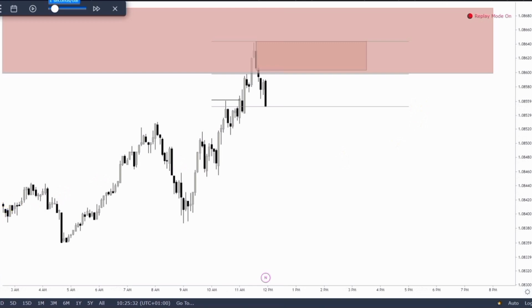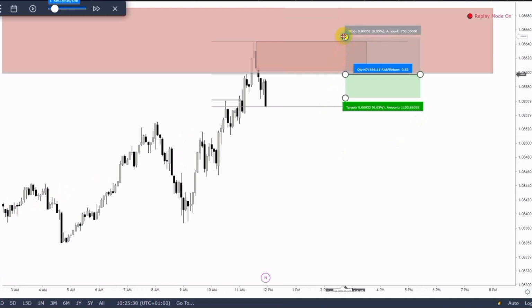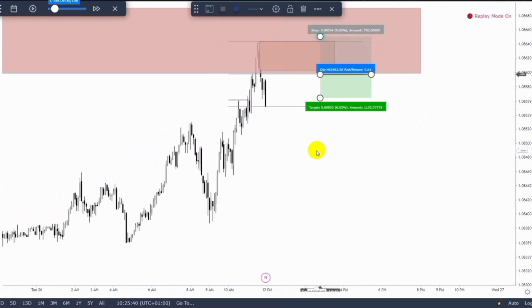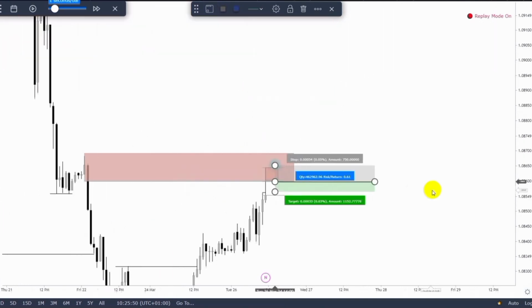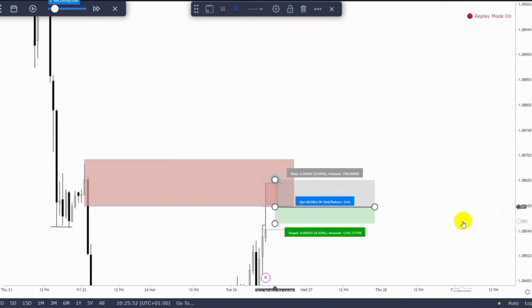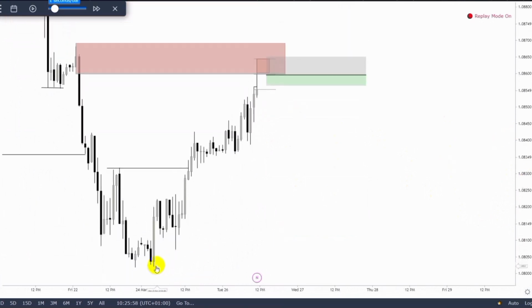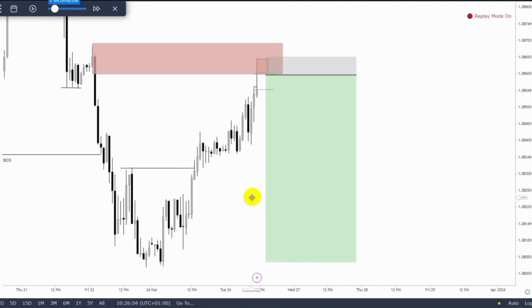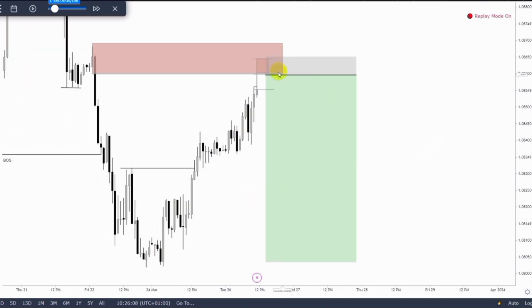So we're going to take our entry. I'll set my entry at this particular level, and then my stop loss above the order block, and then I'll be targeting the 1-hour time frame swing low point. So let's switch to the 1-hour time frame. You see we're going to be targeting the 1-hour swing low point, which is actually this low point here. So let's switch to the 5-minute time frame.